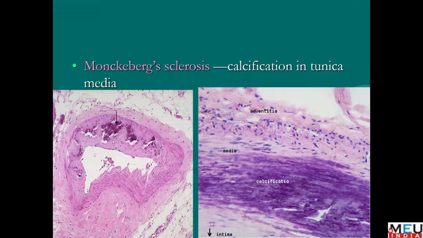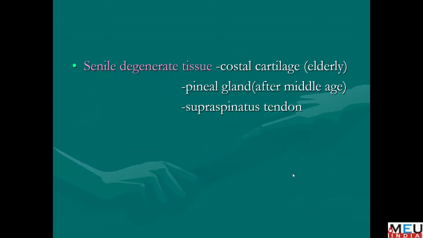This is a deposition of calcium inside the tunica media of the blood vessels, and senile degenerate tissue, or in the elderly, which leads to calcification in the costal cartilage, in the pineal gland after middle age, and in the tendons, especially supraspinatus tendons.